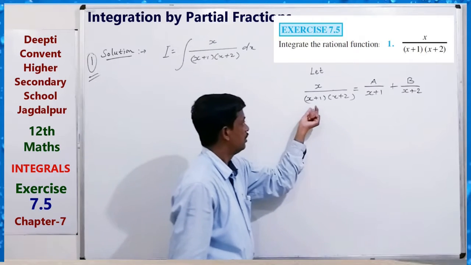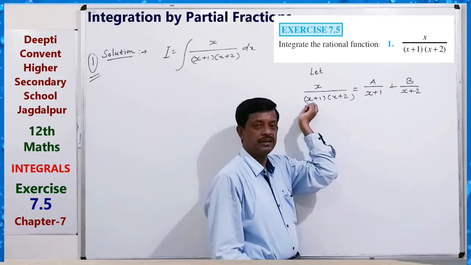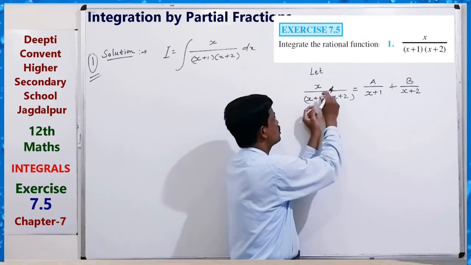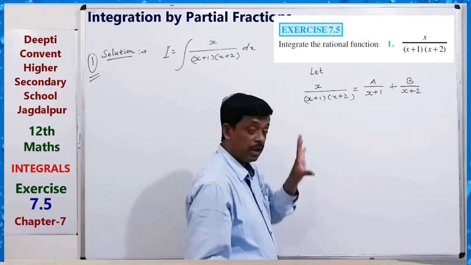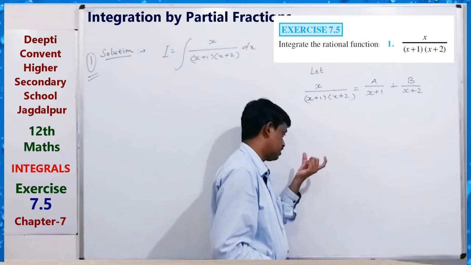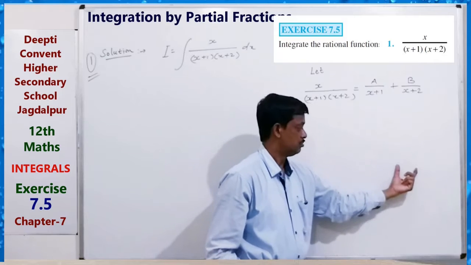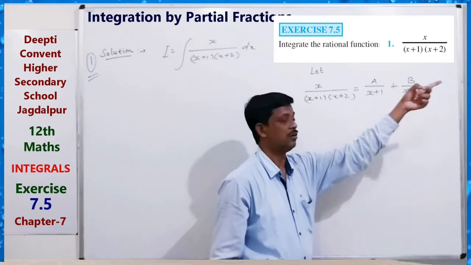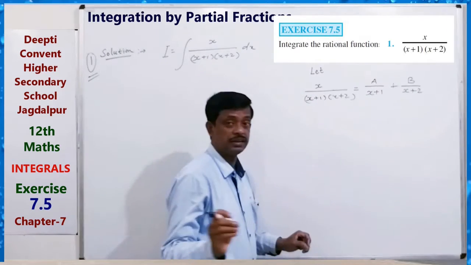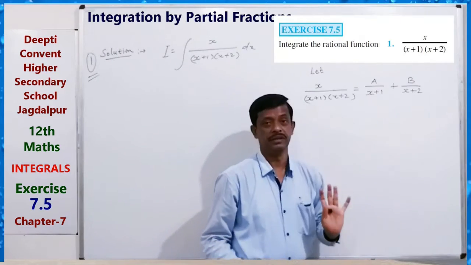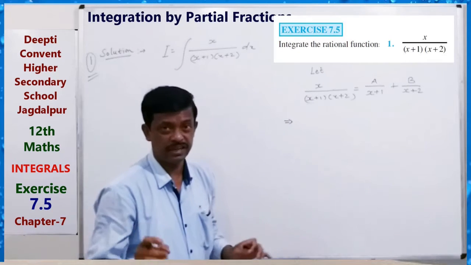If there is a linear factor with a power, suppose (x plus 1) squared, 2 times, then how can we take it? First the single factor x plus 1, and then the complete square factor, so there will be 3 terms on the right hand side. Okay, so for this question, now our target is what? Finding A and B. So for that, here is the main step.